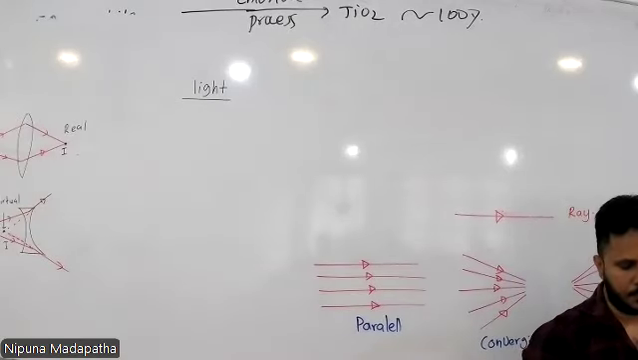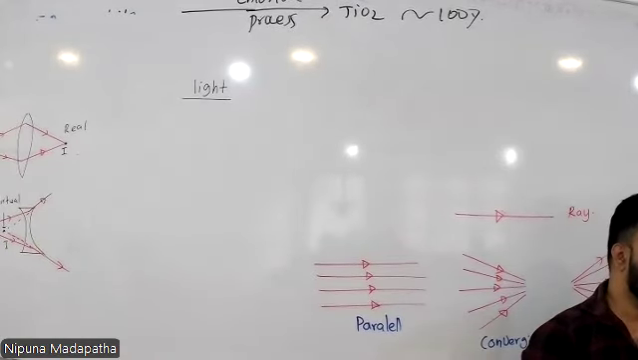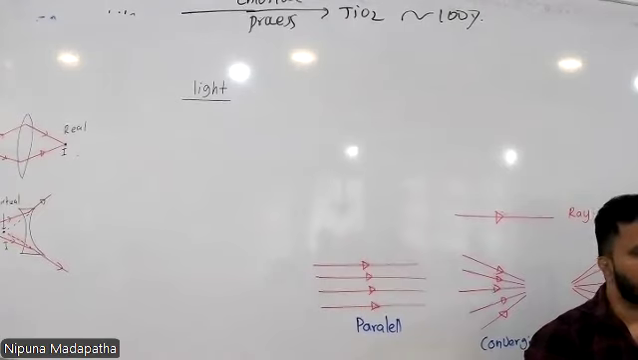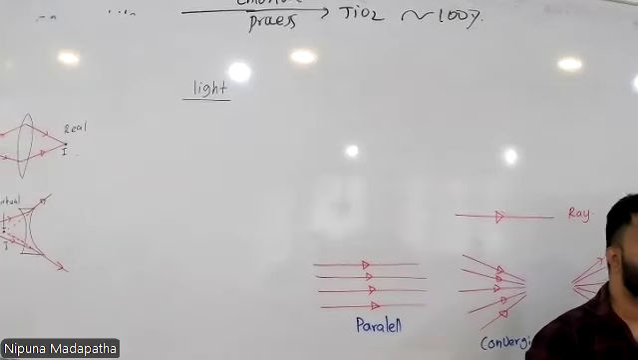Light ray. A light ray is an imaginary line that represents the path along which light travels.